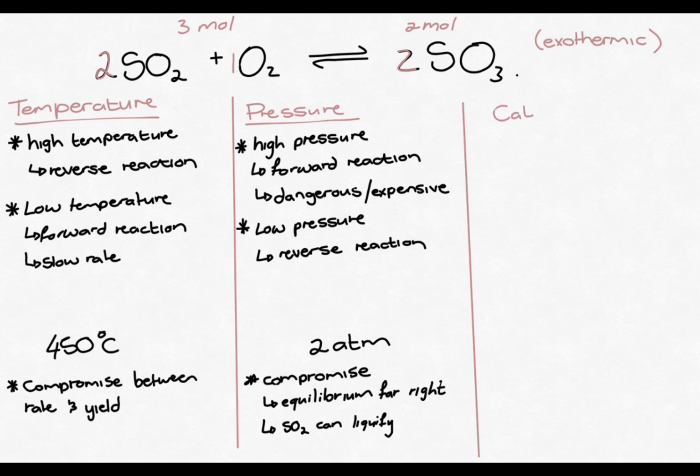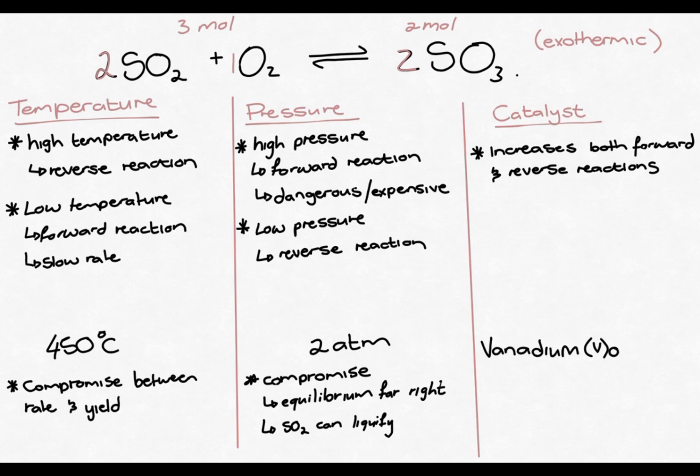The last one that we're going to look at is a catalyst. Now, just like in the Haber process, the catalyst will increase both the forward and the reverse reactions. Now, for the contact process, we use vanadium(V) oxide as a catalyst.